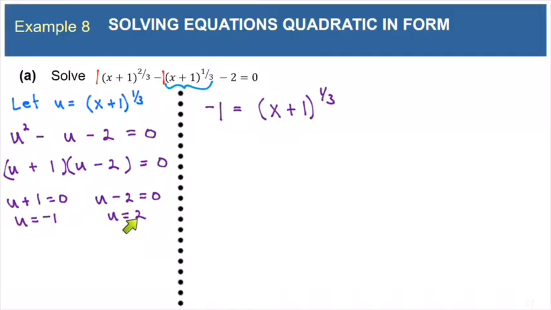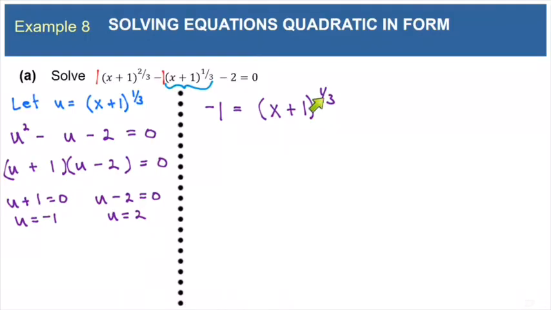So for each one of these solutions, I'm going to plug the u value back in here. So let's start with negative 1. So instead of u equals (x plus 1) to the 1/3, I have negative 1 equals (x plus 1) to the 1/3. Now this is nothing more than one of those rational exponent equations that we were working just a few minutes ago.